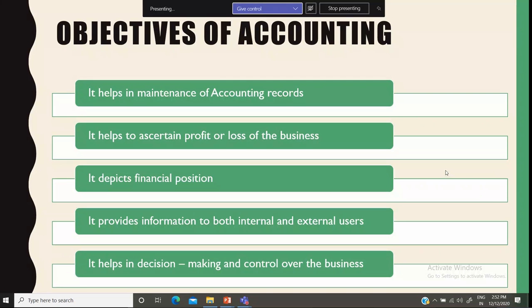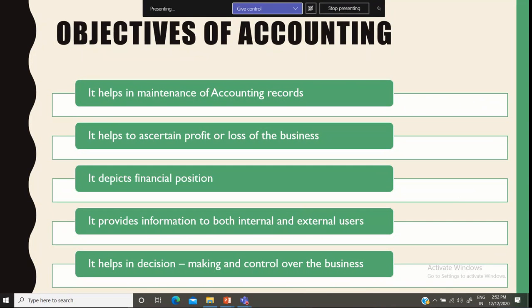So you should know how to show your expense, how to reduce your expense, you can have a control over everything. And you can make proper decisions, where to invest your funds, in which projects you can invest, everything you will come to know. So that is the basic objectives of accounting.